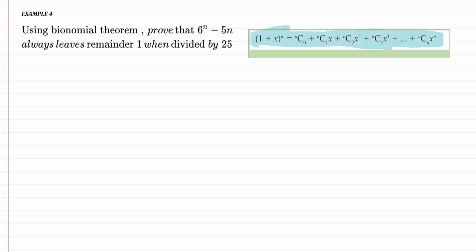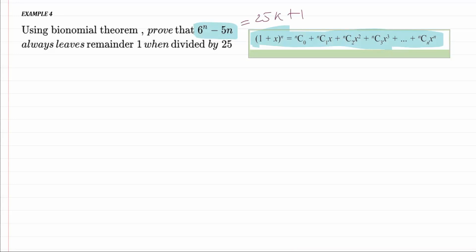So let's say if I have to prove that it will leave remainder 1 when divided by 25, it means we have to prove that this number is equal to 25 times any positive integer plus 1. That is what we have to prove. Let's see how we can do it.